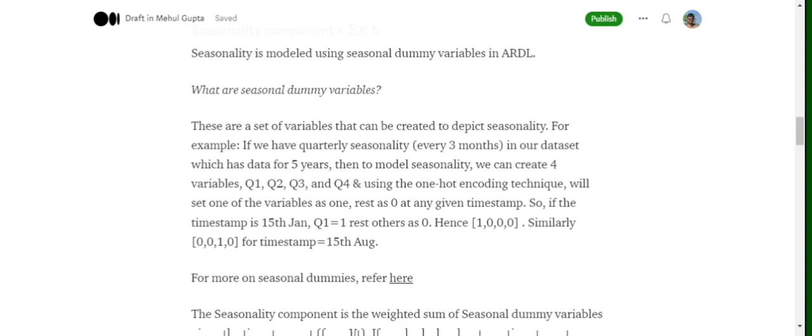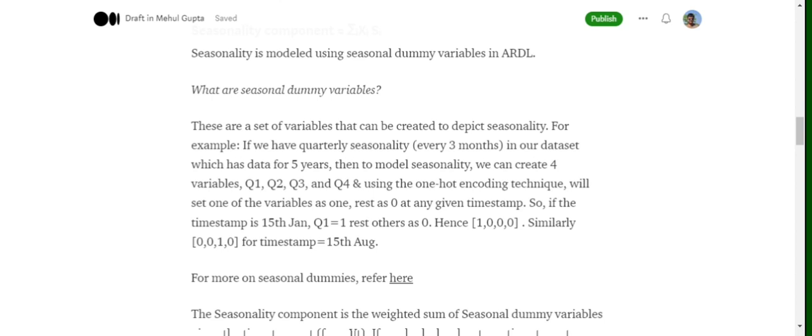So if the timestamp is 15th of January, this means that this date falls in the first quarter, Q1. So Q1 would be 1 and the rest of them would be 0. So the dummy variable would be 1000. Similarly, if the date is 15th of August, the value becomes 0010 because it falls in the third quarter. Similarly, if the seasonality is at 6 months, we would be forming two dummy variables, that is first half year and second half year.